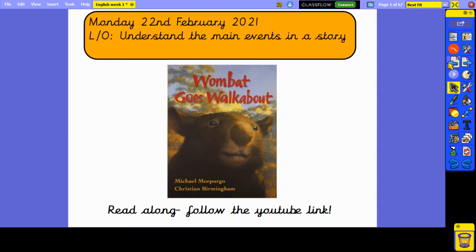Today is Monday, the 22nd of February, and we are going to be looking at our new text, Wombat Goes Walkabout. You should have collected a copy of this text from school, and before you start this English lesson, it's really important you've read the story and followed along with the video on YouTube. If you haven't done that yet, pause this lesson and go and do that first. It's important you've read the story before we start this lesson. Make sure you've got a copy of the text with you because I'm going to be asking questions as we go along.